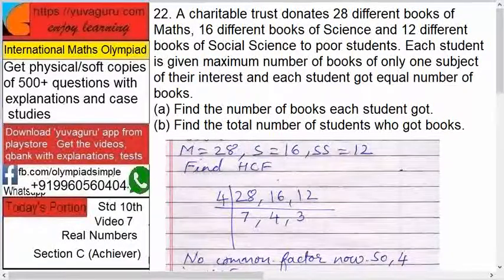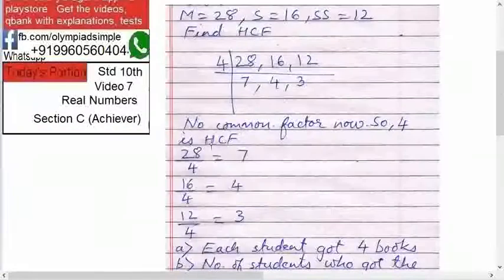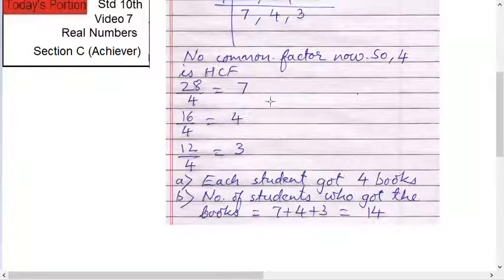So HCF is 4. Now what we have to do? Divide each number of books by the HCF. So 7 students can get maths, 4 students science, and dividing by 4, social science 3. Okay. So each student got how many books? 4 books. And the number of students who got the books is 7 plus 4 plus 3, that is 14 students.